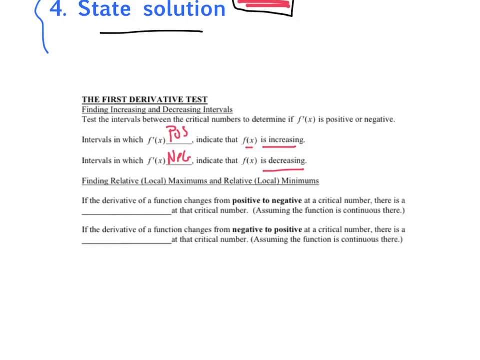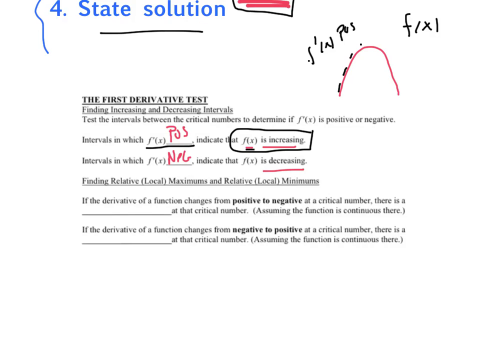Now, I think that makes a lot of sense. Picture a parabola. If this is f of x, what do you know about f prime here? Well, f prime is positive. The slopes are positive, and that tells me that f is increasing, and that's what this says. If f prime is positive, that means f is increasing. Look at f prime on this side. The slopes are negative.